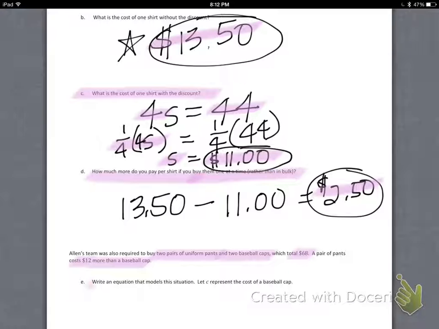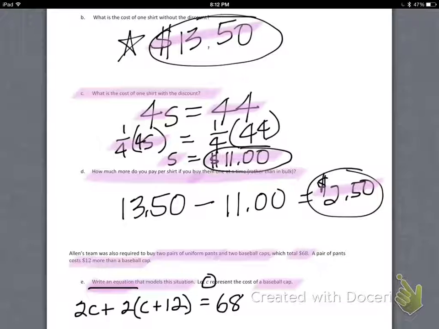Okay, so go ahead and write an equation that models this situation, and go ahead and let C represent the cost of a baseball cap. So we're going to solve for a baseball cap. But right now, just this first part, just write an equation. Don't solve anything yet. Just an equation. Go ahead and wrestle with that, and come on back.